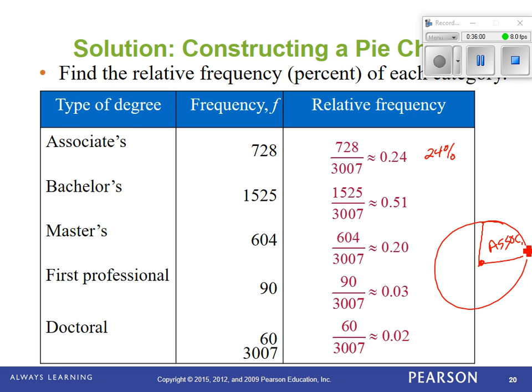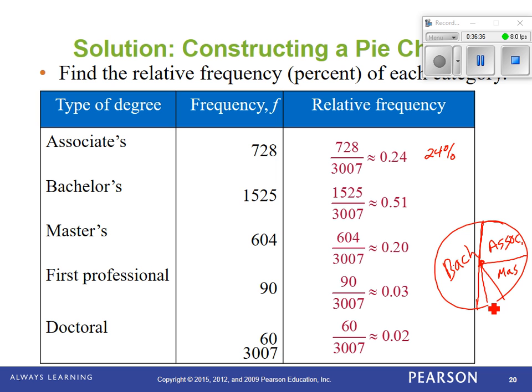This one here is 51%. Well, that's a little more than half. That's gonna be over here. That's bachelor's. Then we got 20%, 3%, 2% is all we have left. So the 20% is going to be a real major part of what's left here. So maybe something like that much. Probably more than that even, but what's that? Masters.